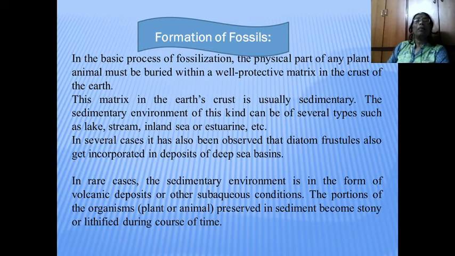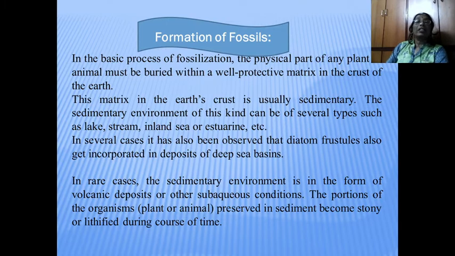In the basic process of fossilization, the physical part of any plant or animal must be buried within a well-protective matrix in the crust of the earth. This matrix in the earth's crust is usually sedimentary. The sedimentary environment of this kind can be of several types such as lake, stream, inland sea or estuarine.